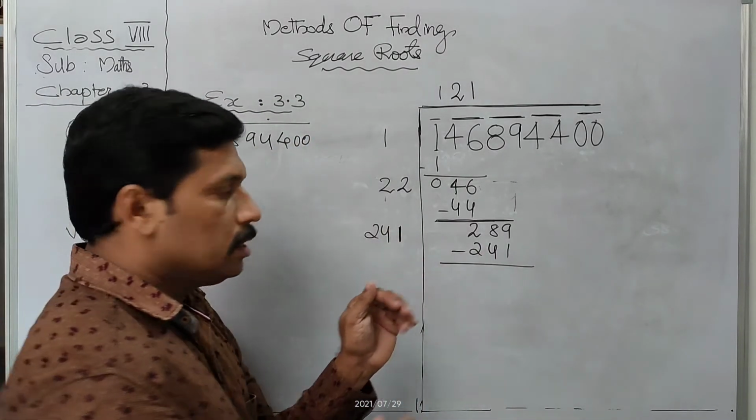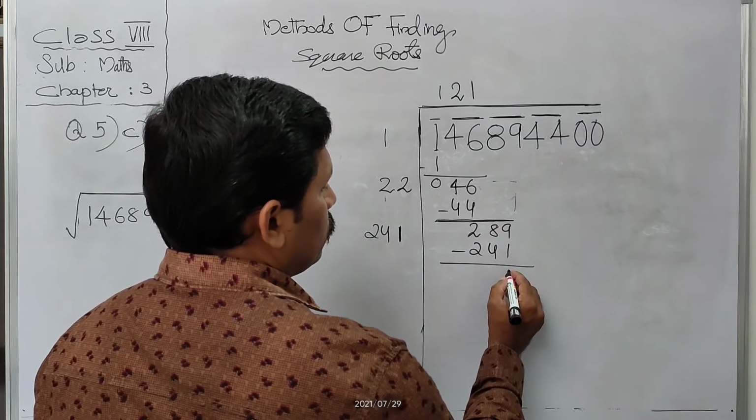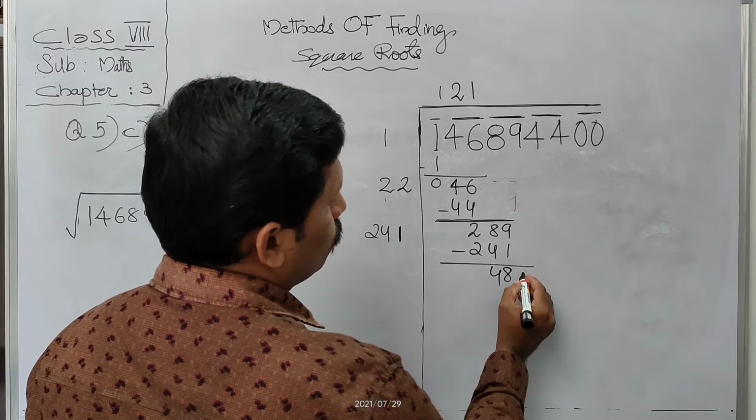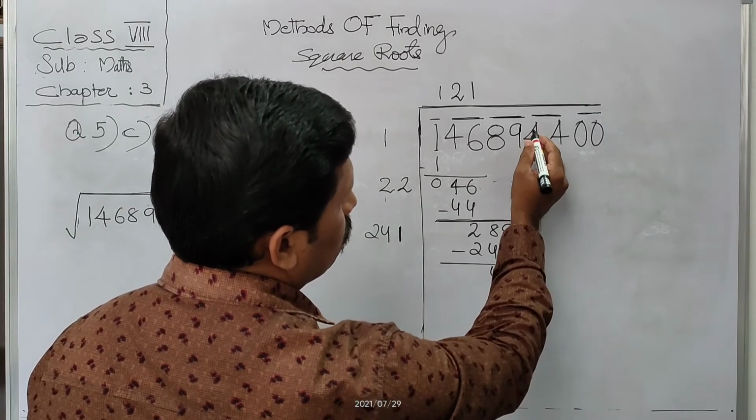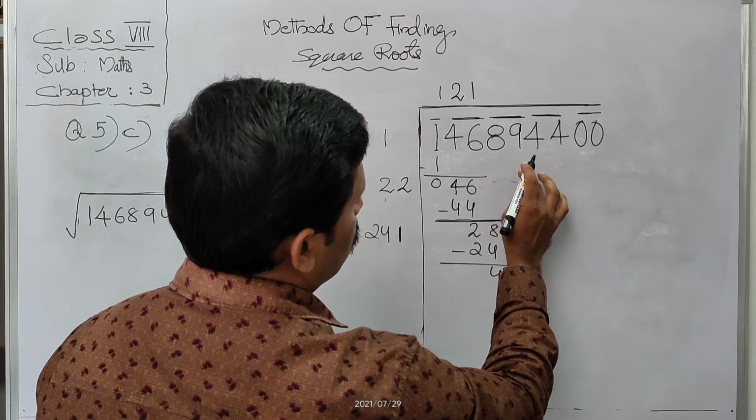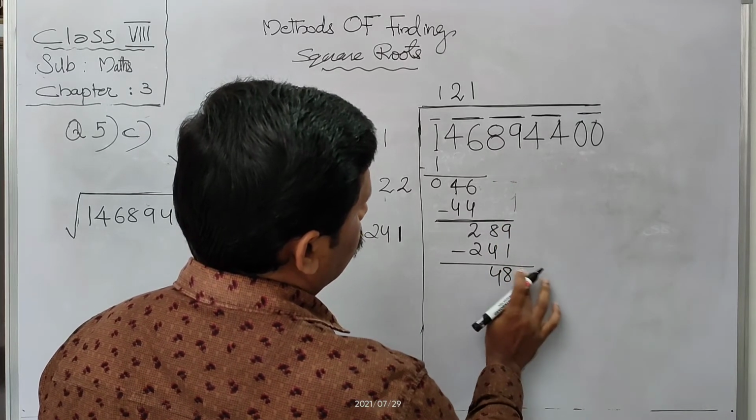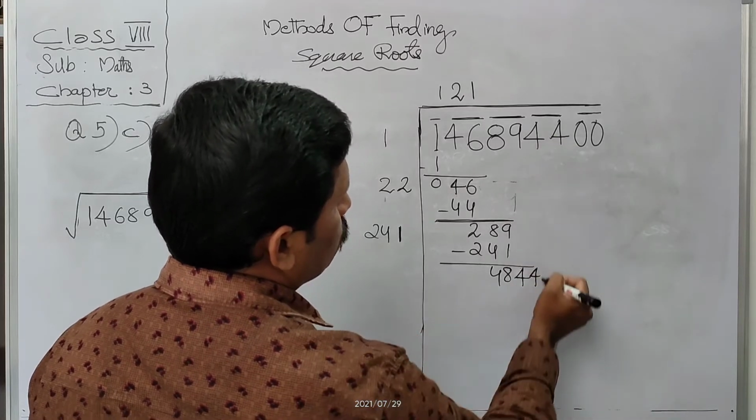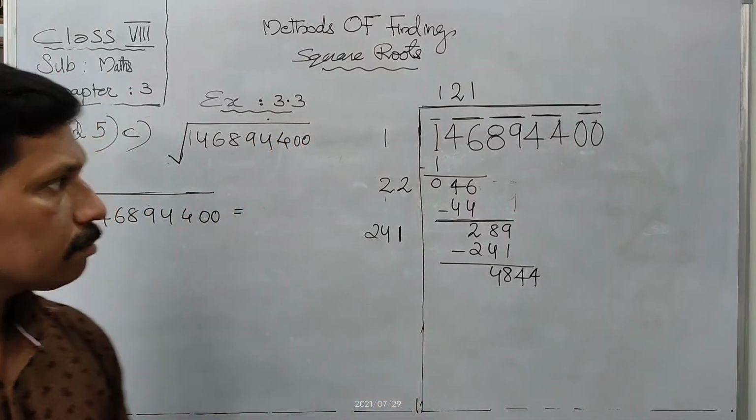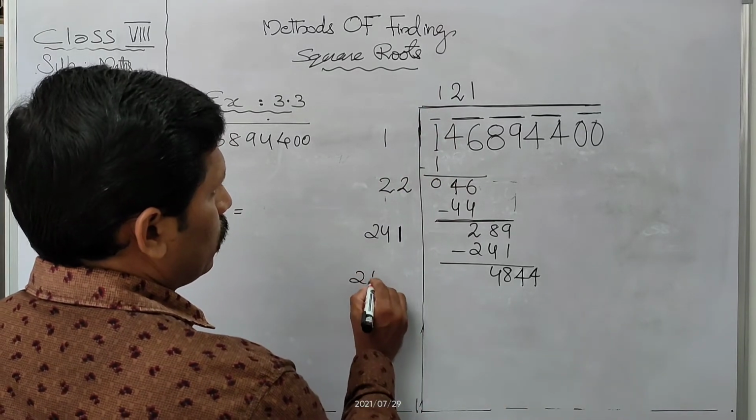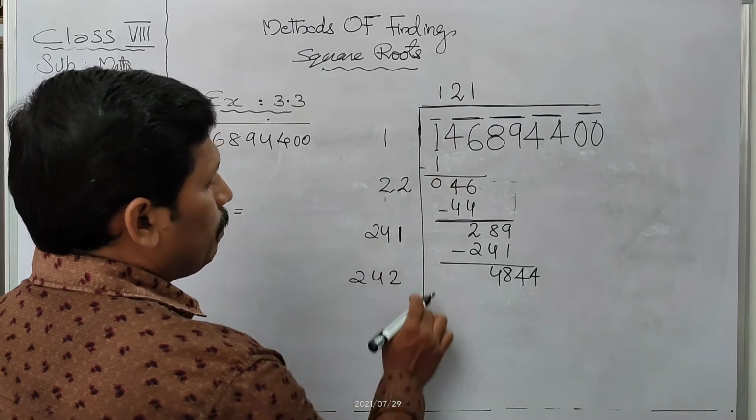Okay, I think you understood. Then 9 minus 1 is equal to 8 and 8 minus 4 is equal to 4. 48. And next group, 44. Next group is 44. Then double of 121 is equal to 242. Then we replace one number here.